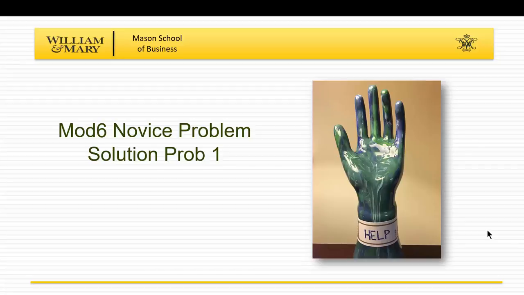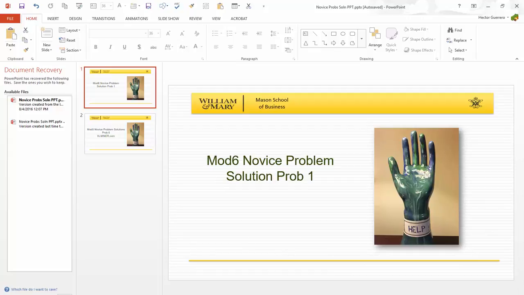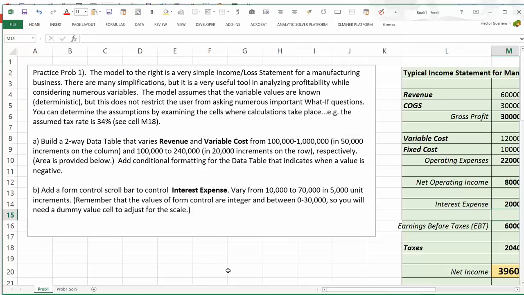Hi folks, we're looking at Module 6, Novice Problem, and this is a solution for problem number 1. In this module, we're talking about models and building models that will be helpful for analysis. We've built models before. We've spent a good bit of time understanding how to build them and what's necessary.